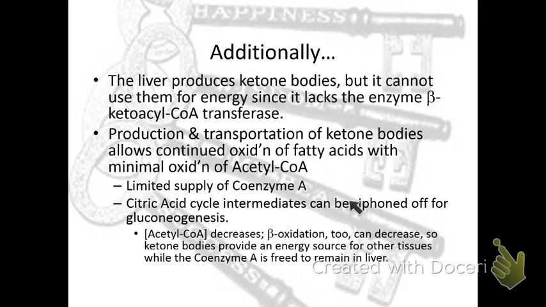Because what happens here is that citric acid cycle intermediates can then be siphoned off for gluconeogenesis. Like in particular, we're talking about oxaloacetate. We talked about how alpha-ketoglutarate can be used for these processes. And so they can be used to make additional glucose. You're going to actually start to decrease the amount of the acetyl-CoA around. Beta oxidation also will decrease, and so the ketone bodies provide this extra energy source, this oomph for the other tissues, so that way the coenzyme A is freed to remain there within the liver.